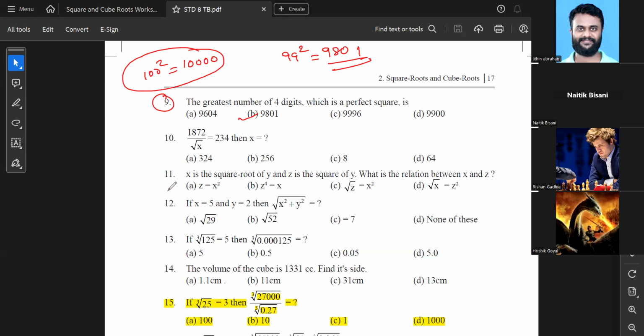Okay, so 11th one. x is the square root of y, and z is the square of y, so z is equal to y squared. What is the relation between x and z? So what I'll try to do is find a common ground between them.